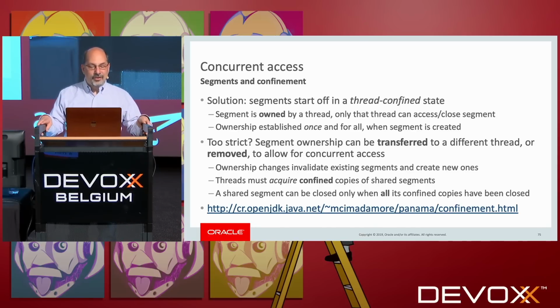They start off in a confined state where they're owned by one thread, and then you can share. You can transfer the ownership across threads, or you can derive from this confined buffer a shared buffer, and then there's a protocol for figuring out when all of the accessors are no longer using it. I don't want to dive into details. There's a paper about it at this URL.